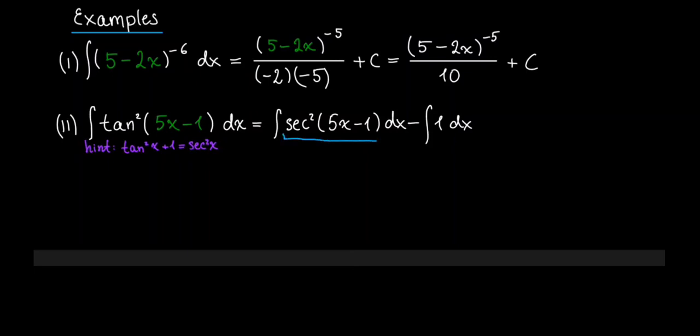From the first part of this integral, what you would get is that the result is going to be tangent of 5x minus 1. However, we also have to divide by the derivative of the inside, precisely the derivative of 5x minus 1, which is just 5. And then we have to subtract the integral of 1, which is simply going to be x. And finally, this is going to be our answer, the antiderivative function.